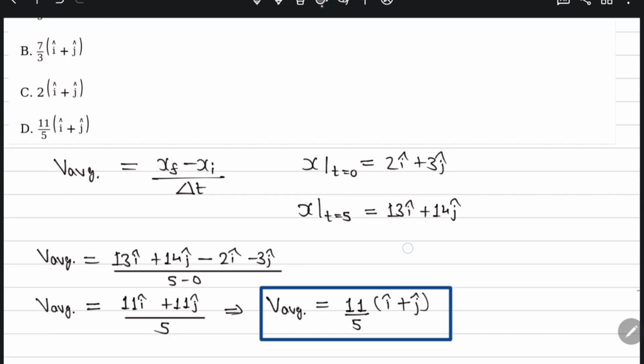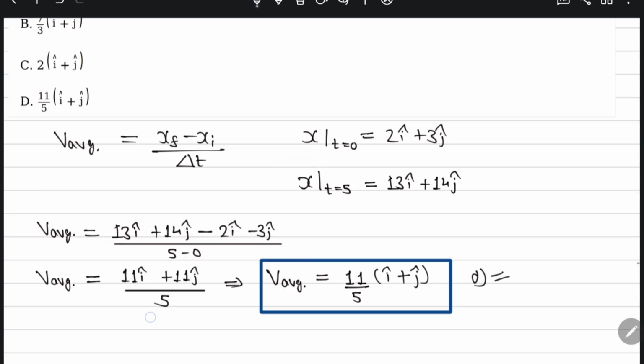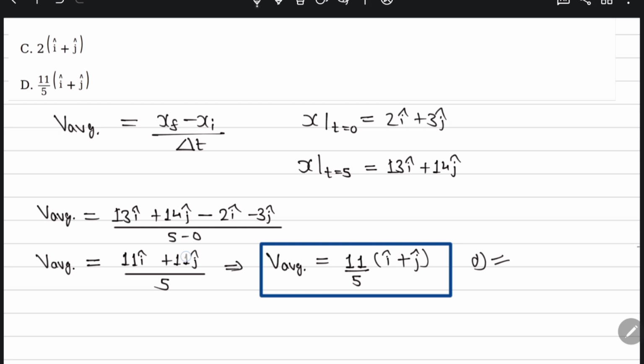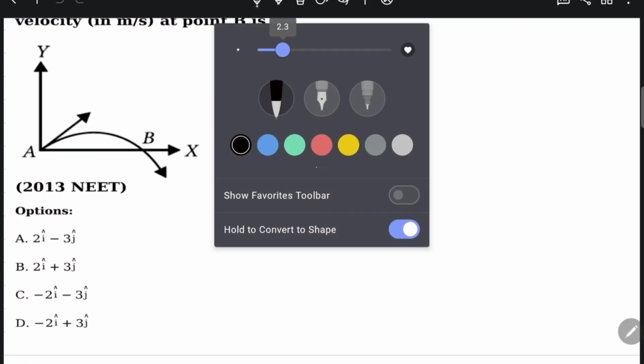That is correct. So which option? Option D is correct. Understand now? This is a good question. They are checking whether you know the average velocity concept or not. So now, this is also a good question.